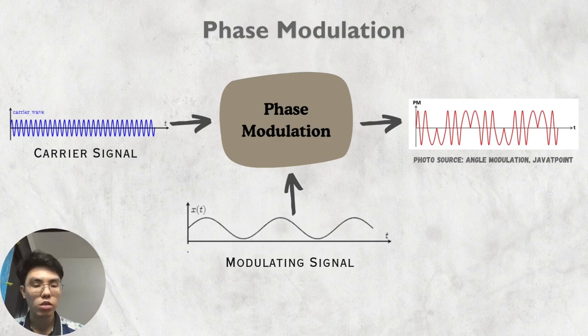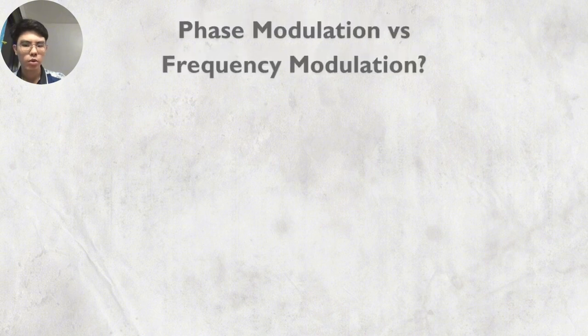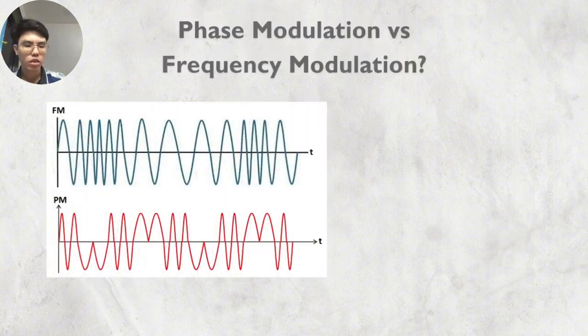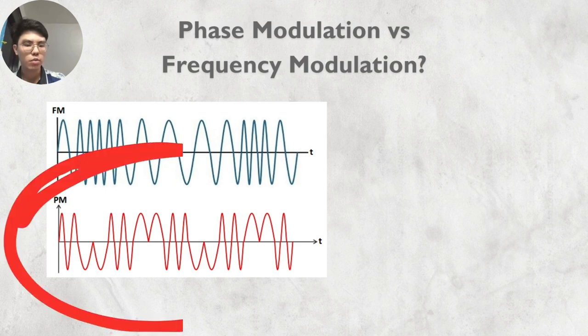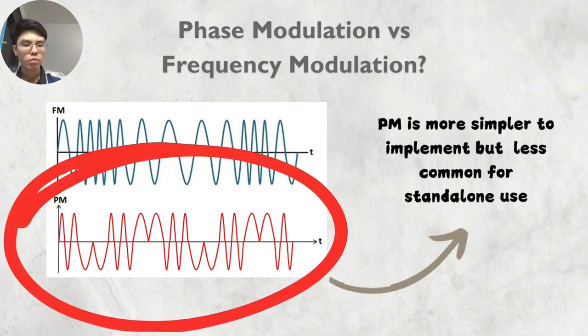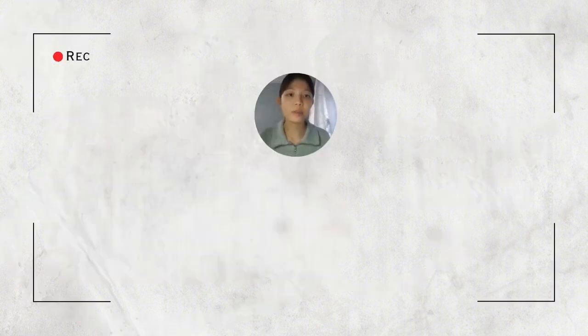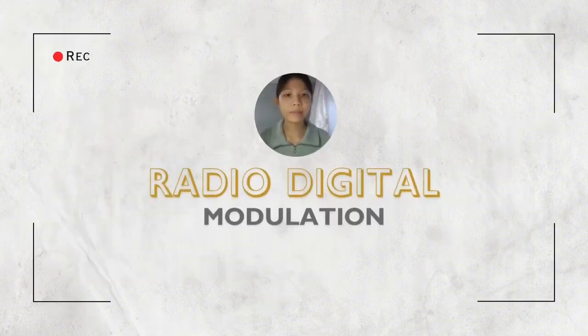This method is useful in noisy environments for stable communication. So what's the difference between phase modulation and frequency modulation? Phase modulation changes the carrier phase, while frequency modulation alters its frequency. PM is easier to implement but less common on its own. Next, we will proceed to the radio-digital modulation.